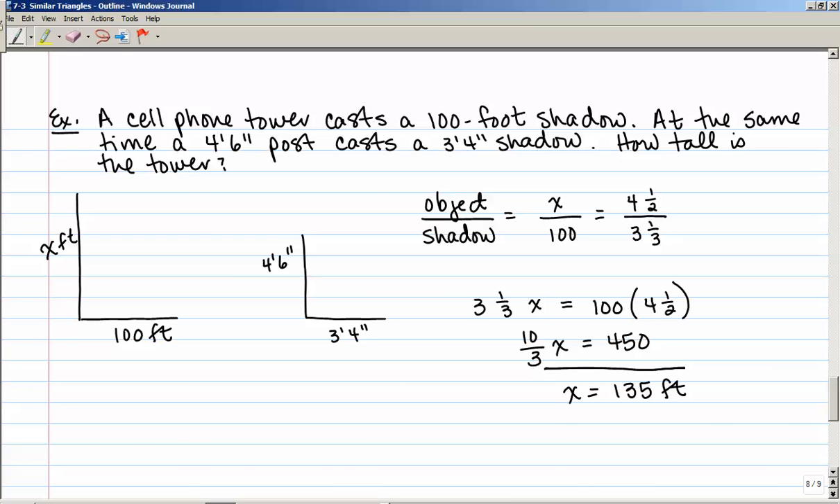So a 135-foot cell phone tower casts a 100-foot shadow when a 4.5-foot post casts a 3 1/3 foot long shadow.